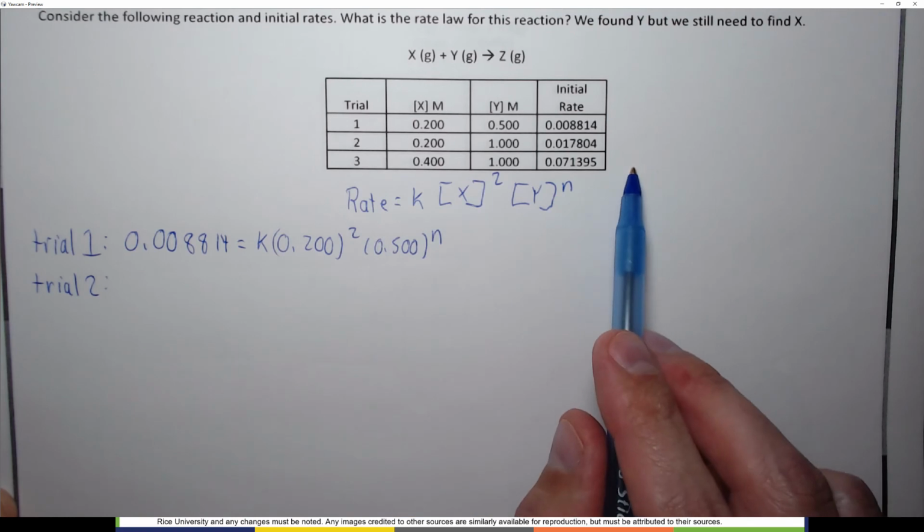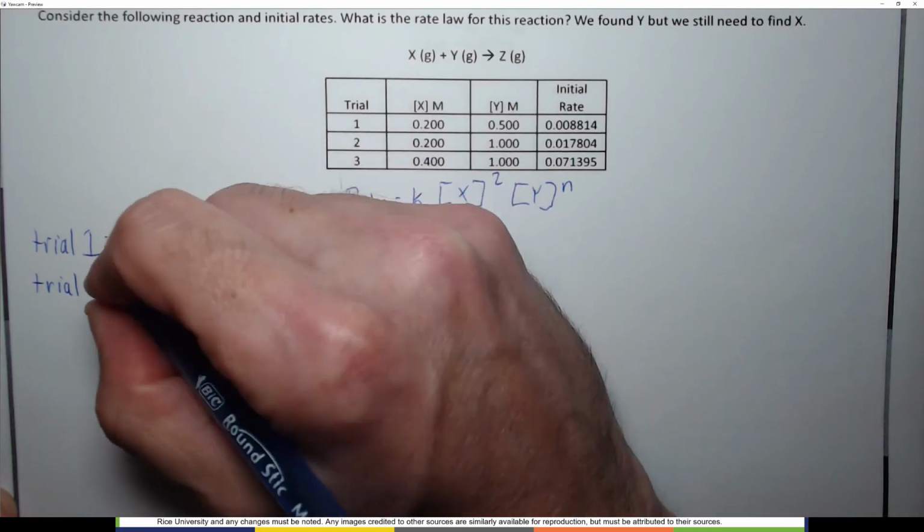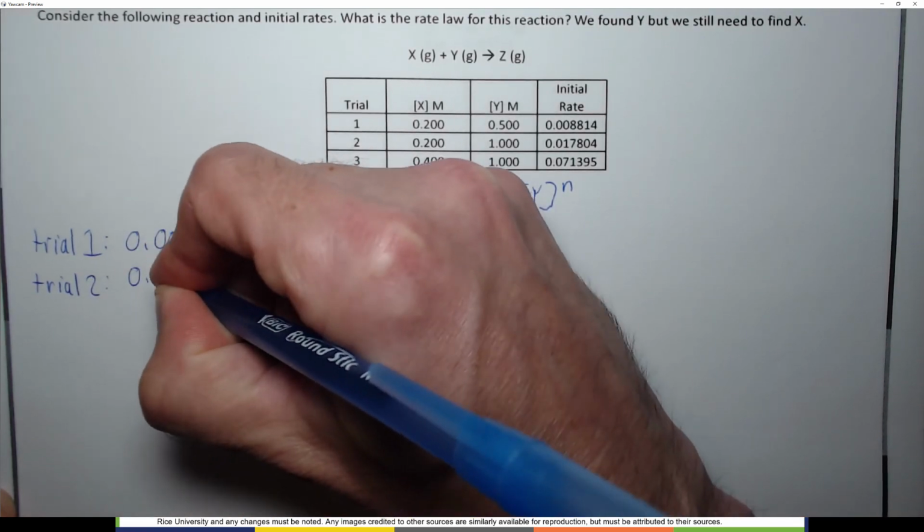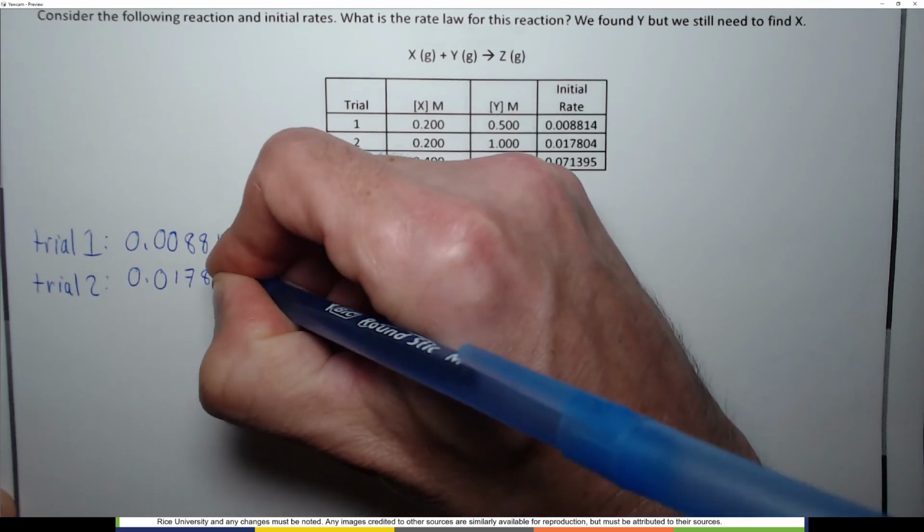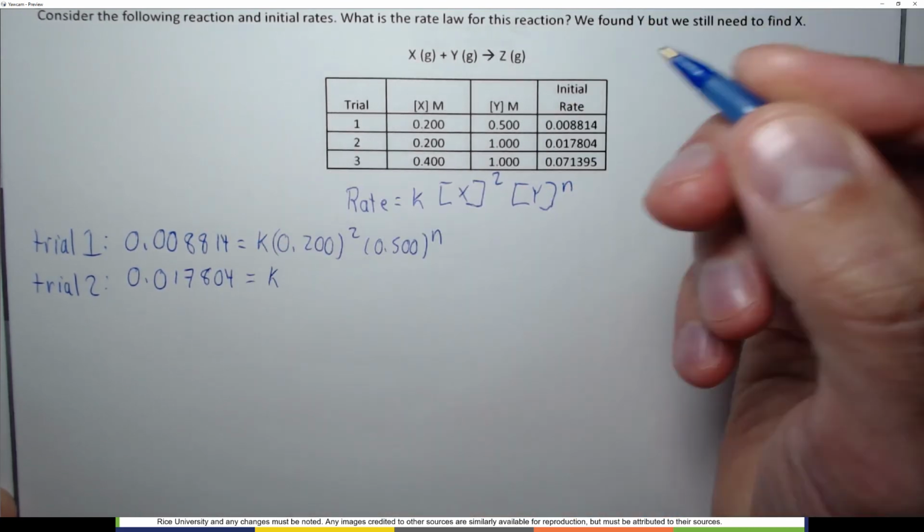Now, I repeat for trial 2. So, the rate is 0.017804 equals k, still don't know k.